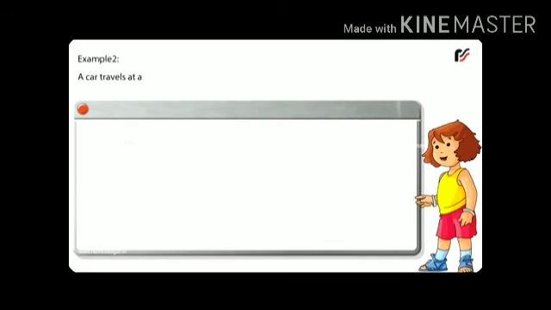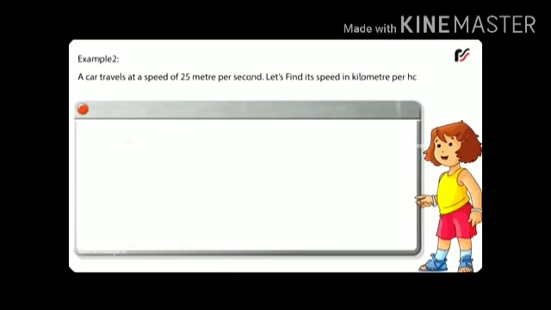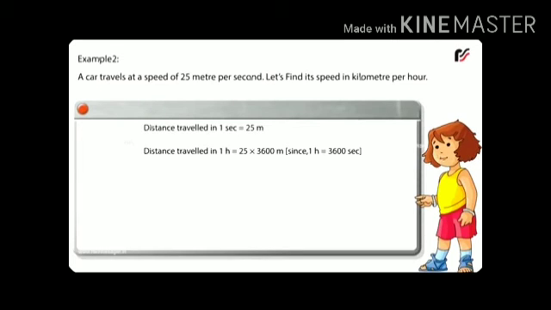Example 2. A car travels at a speed of 25 meters per second. Let's find its speed in kilometers per hour. Distance travelled in 1 second is equal to 25 meters. Distance travelled in 1 hour is equal to 25 multiplied by 3600 meters, since 1 hour is equal to 3600 seconds. 1 meter is equal to 1 by 1000 kilometer. Speed is equal to 25 multiplied by 3600 divided by 1000, is equal to 90 kilometers per hour.